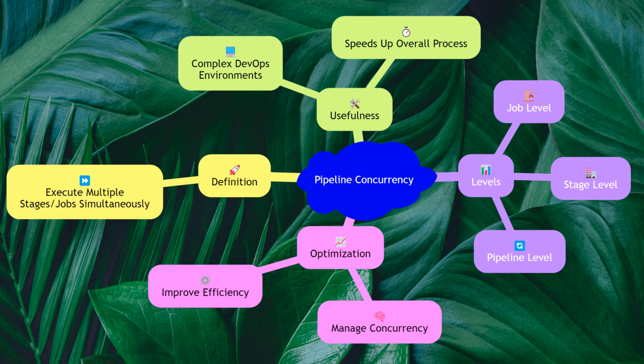Pipeline concurrency refers to the ability to execute multiple stages or jobs of a pipeline at the same time. This is particularly useful in complex DevOps environments where multiple tasks need to be performed simultaneously to speed up the overall process. Concurrency can be applied at different levels, including job, stage, and pipeline levels. Understanding how to manage and optimize concurrency is essential for improving the efficiency of your build and release pipelines.